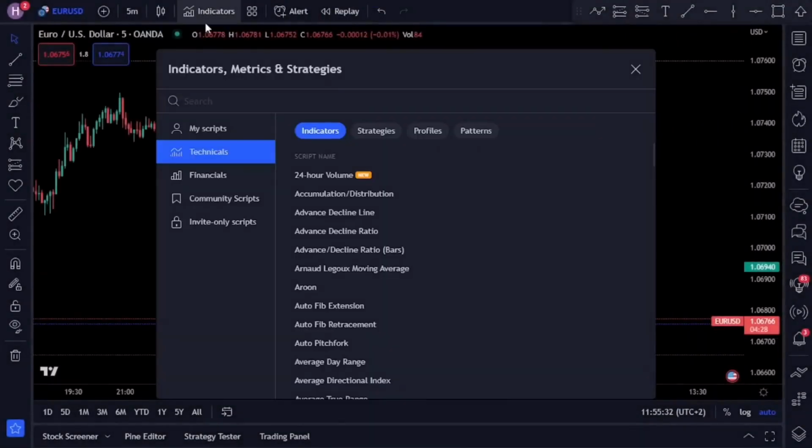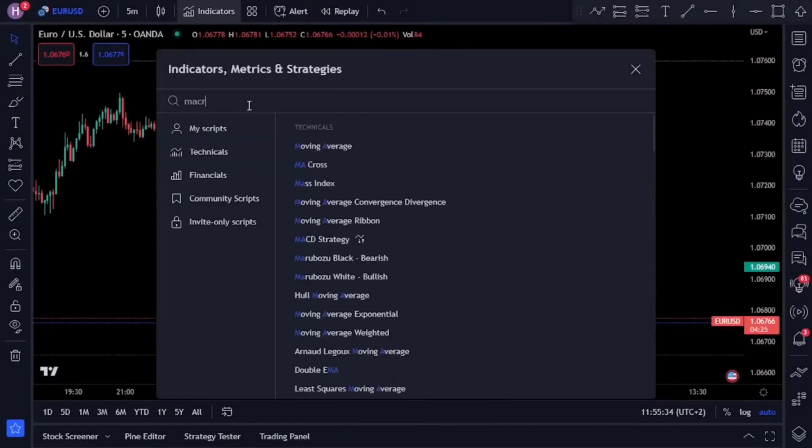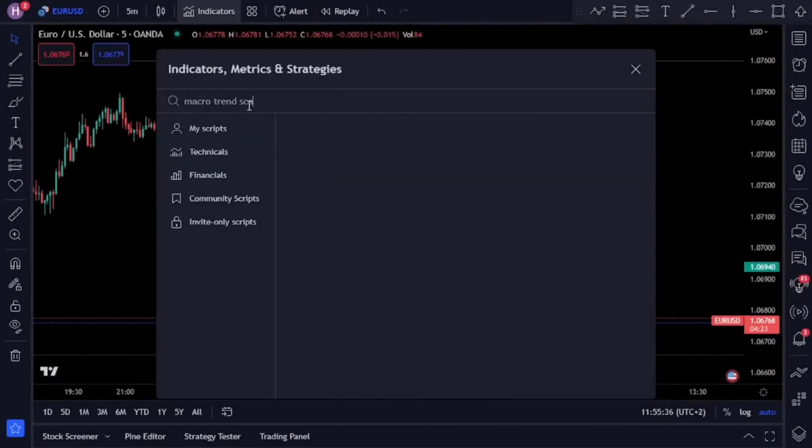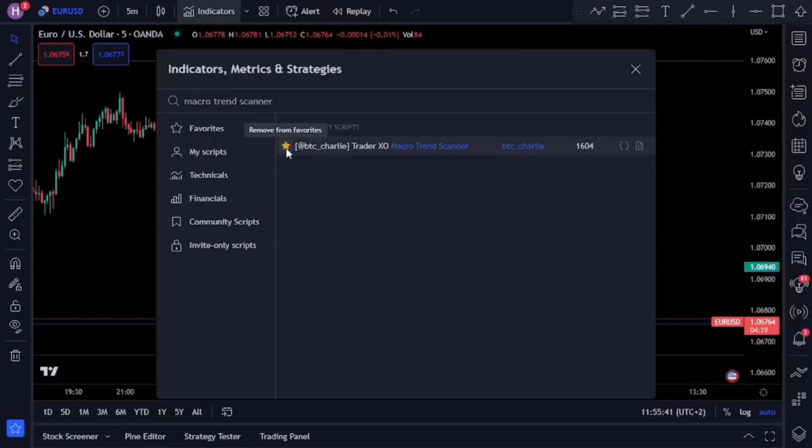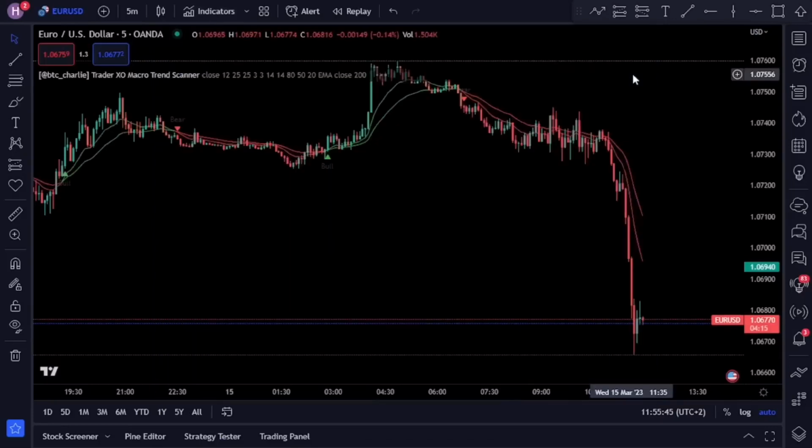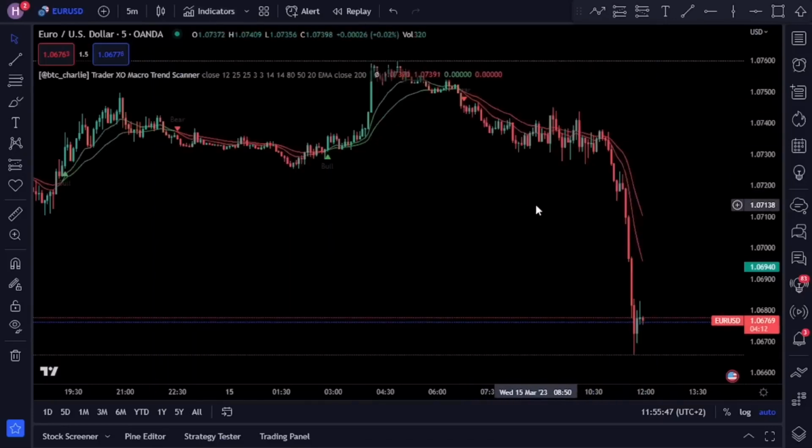On TradingView, we're going to search for the following indicator, which is the Macro Trend Scanner by BTC_Charlie. You can add this indicator to your favorites to make it easier to find in the future. The Macro Trend Scanner indicator gives a very simple and clear buy and sell signal that we're going to use.